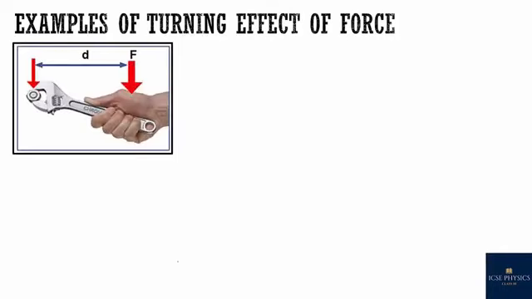Now let's see what are the examples of turning effect of force. In this example, a spanner has a long handle to produce a large turning moment by a small force applied normally at the end of its handle. Now let me write it here. We already know that moment or torque is equal to force into distance, the distance between the point of application of force and the fixed end.